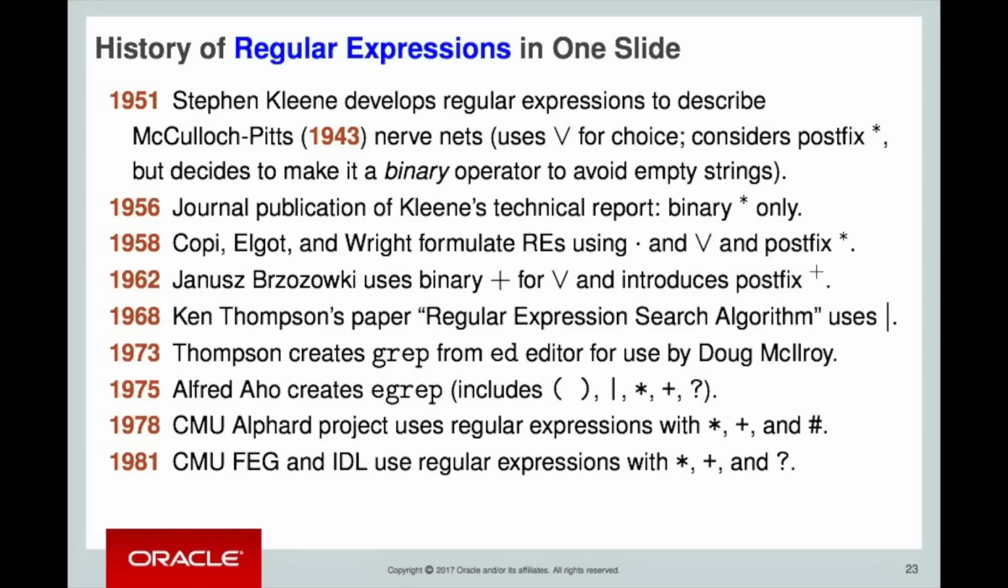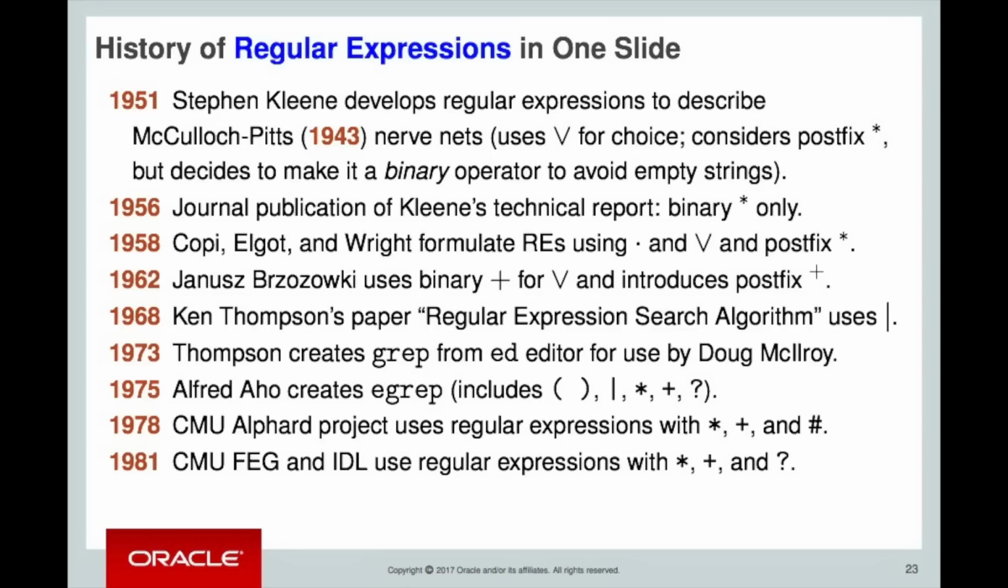Now the weird thing is that about this same time, the Alphard project started up at CMU in the mid-70s. The earliest published report I found on that is 1978. They were using regular expressions with Kleene star, Kleene plus, and a sharp sign symbol to indicate the 0 or 1 case. That lasted for between 3 and 5 years because by 1981, all CMU technical reports were using the question mark instead of the number sign. So it looked like there was a brief divergence in the notation, then it quickly converged. And I'm guessing that's because of the wide dispersion and use of egrep.